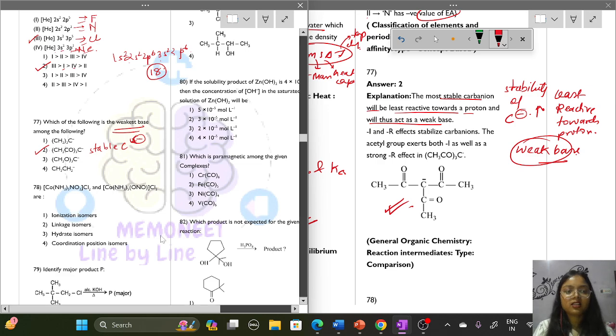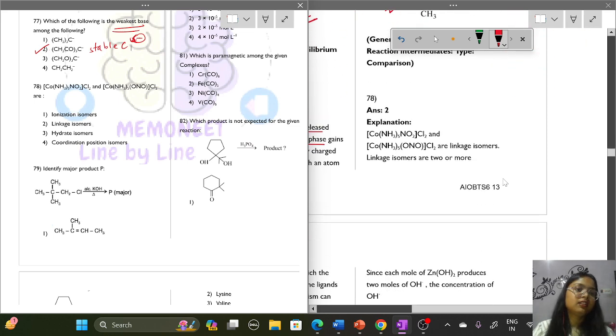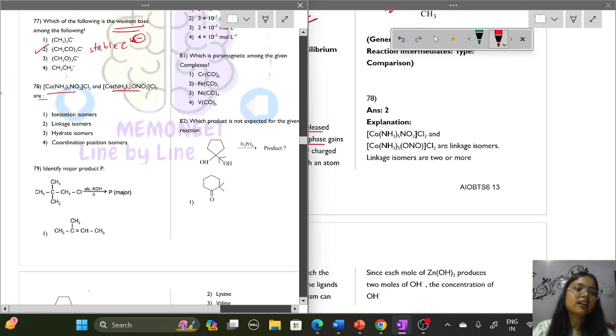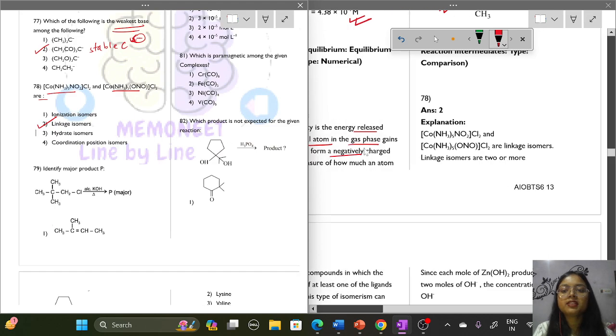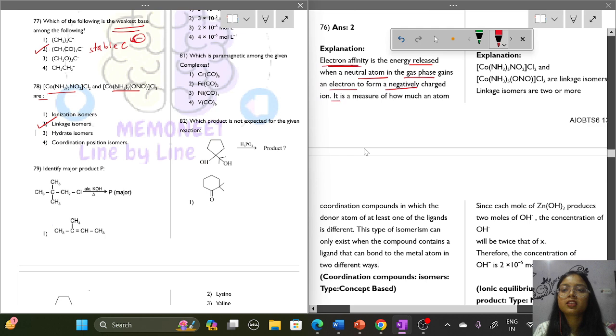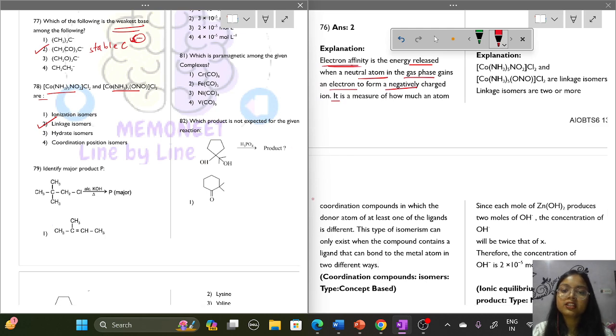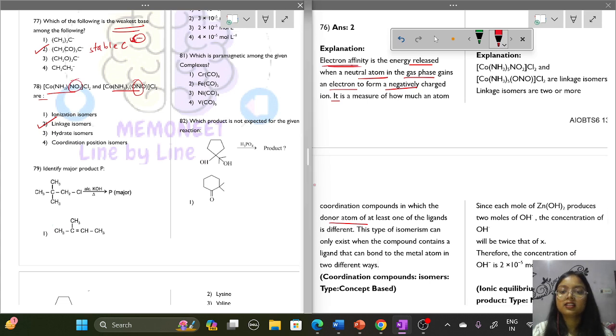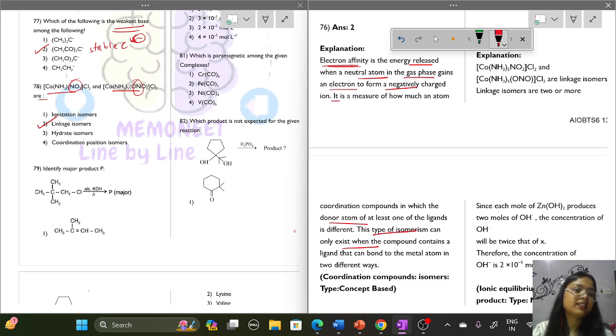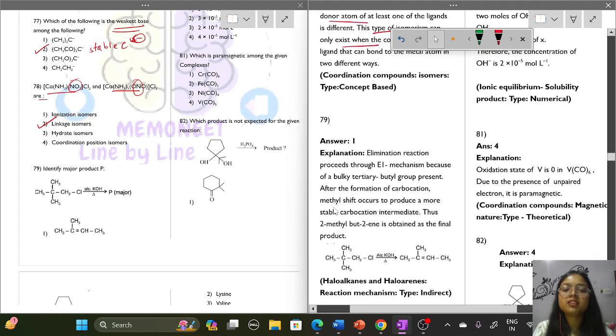Question number 78. What is the relation between these two? These are linkage isomers. How are they linkage isomers? Linkage isomerism occurs in coordination compounds in which the donor atom of at least one of the ligands is different. This is the donor atom, and these are different in this case. So the type of isomerism that exists is linkage isomerism. So next question is, identify the major product P.